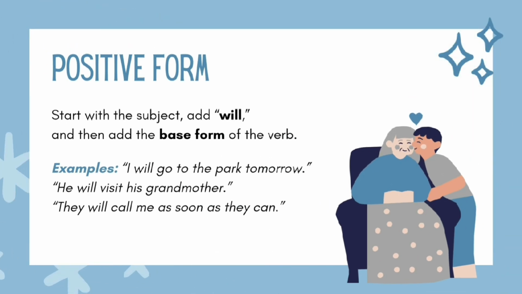How to form simple future. Positive form. Start with the subject, add will, and then add the base form of the verb. Example: I will go to the park tomorrow. He will visit his grandmother. They will call me as soon as they can.